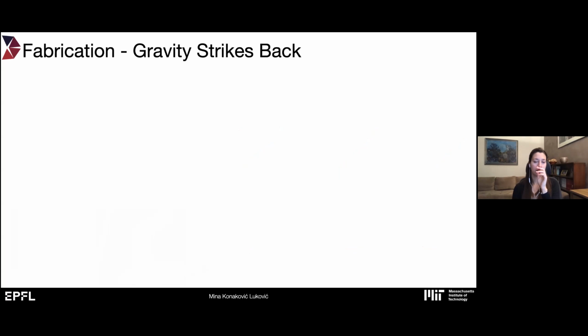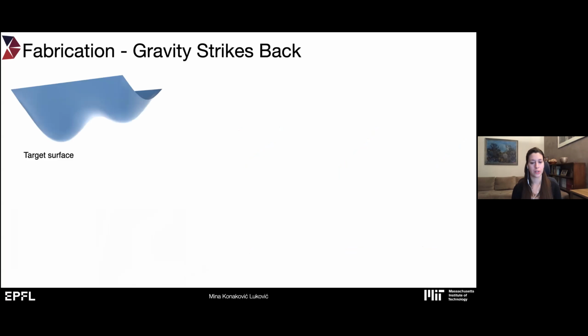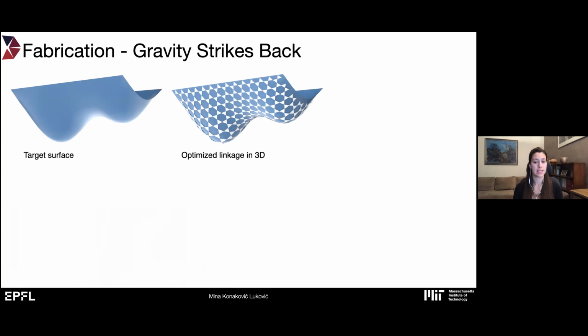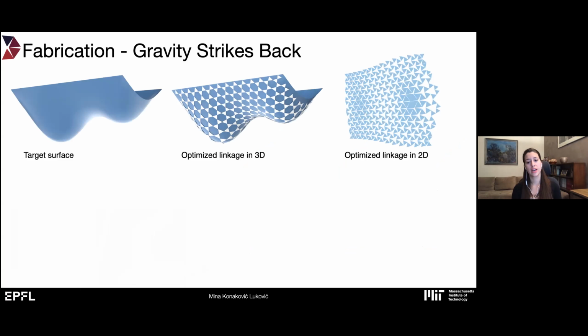I mentioned that we were also looking into gravity as the deployment mechanism. I haven't discussed the mathematical background of it and what kind of shapes we can make. I invite you to look at that in our paper. But basically, they need to be, again, the positive mean curvature surfaces, and they have to be height fields in order to be deployed with gravity. So here we show one example of the target surface. This is the optimized linkage. This is the 2D layout of the linkage.